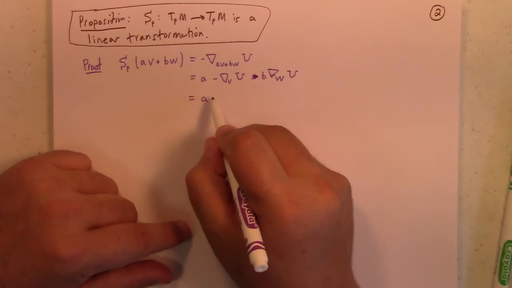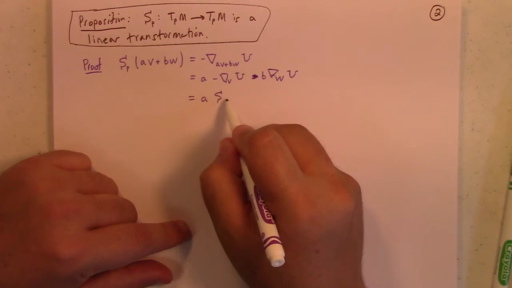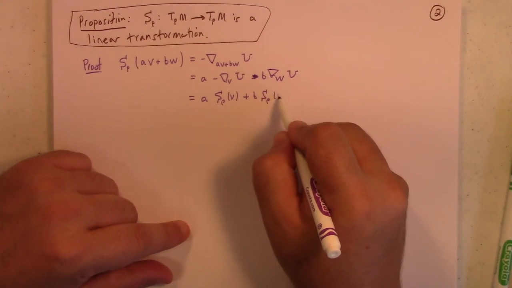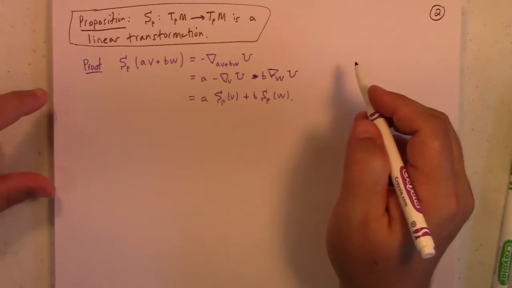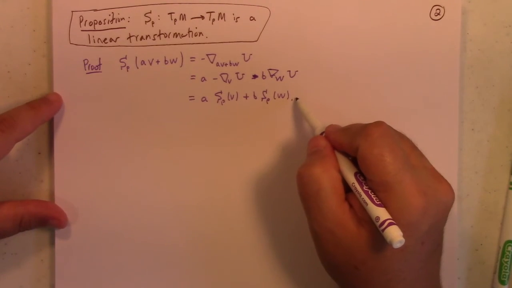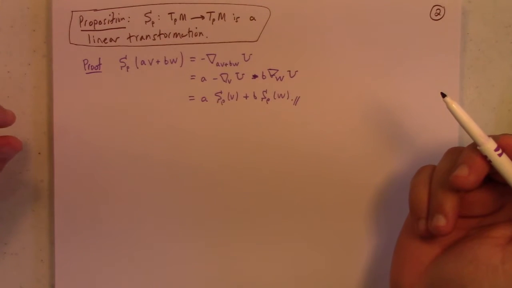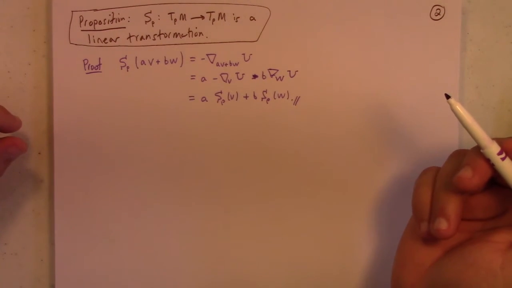And of course, there you have it. That's a times S_P of V plus b times S_P of W. And so that goes to prove that the shape operator is a linear transformation. It's just from properties of the covariant derivative. Nothing too shocking there. All right.